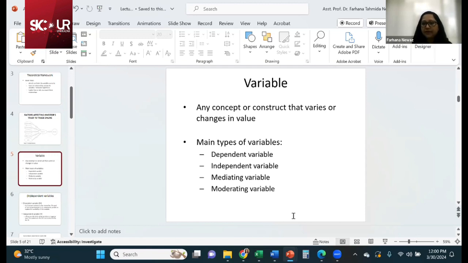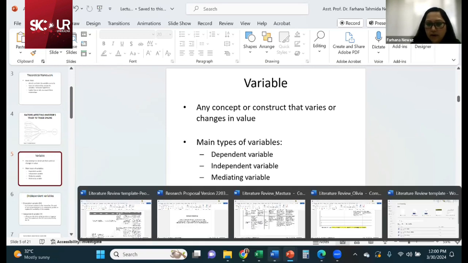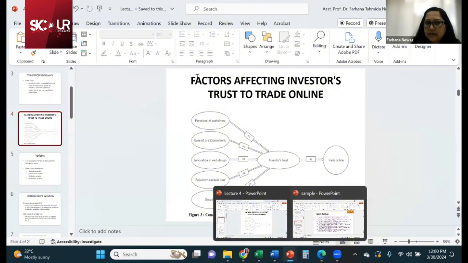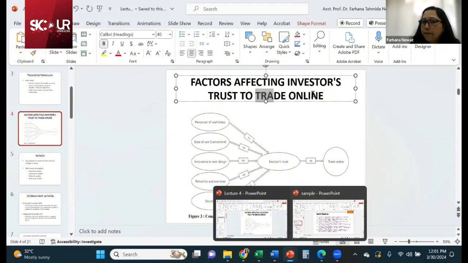So come with the dependent variable first. Dependent variable is that variable that will be the main interest of your study. That one will be the main factor of your study. For example, if I consider this topic, which one is the main variable? Yes, factors affecting investors' trust. So ultimately, your main finding or outcome will be whether investors will be trading online or not. So this one will be your main variable, your dependent variable.